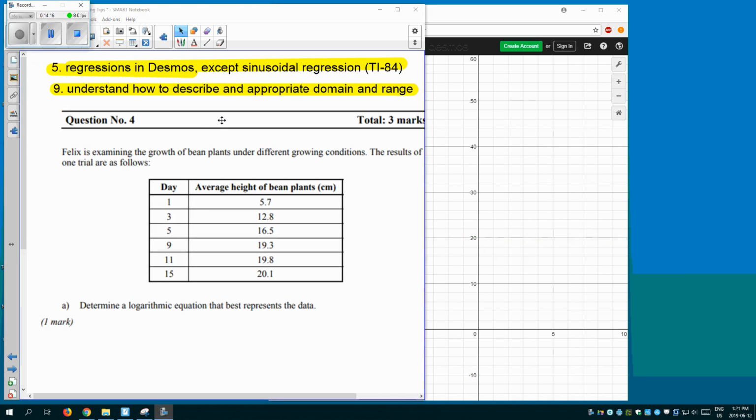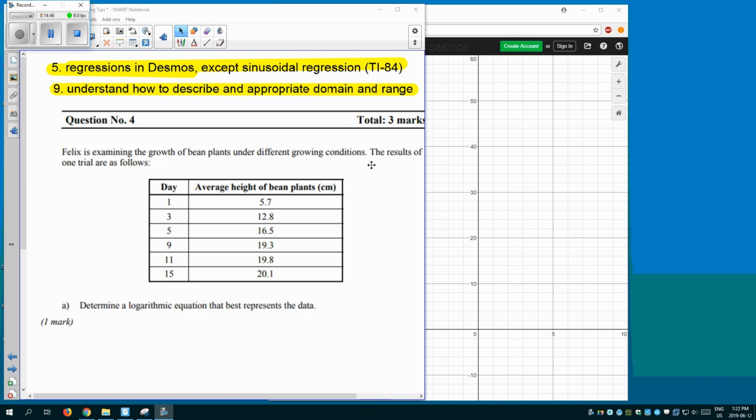Tip number 5. Being able to do regressions in Desmos, except for sinusoidal regressions when you have to do those in the TI-84 calculator. There are instructions if you totally blank tomorrow on the exam. There's instructions on how to do this on your reference sheet. And then I thought I could add into this question also tip number 9, how to describe an appropriate domain and range.